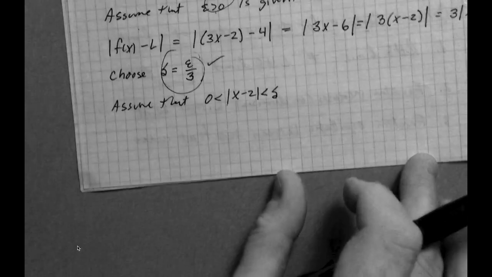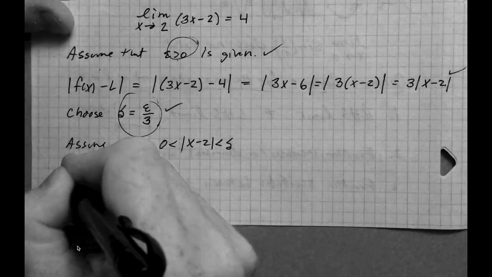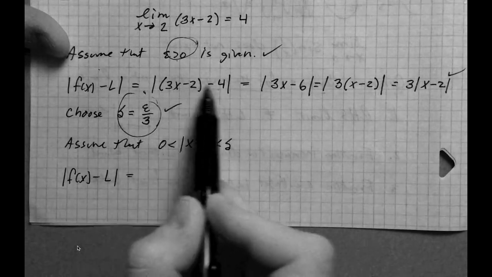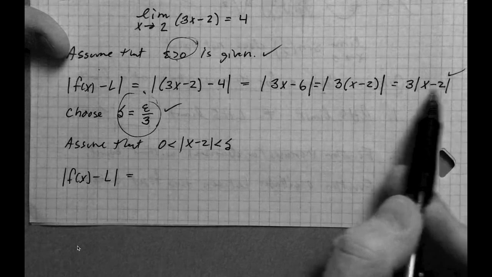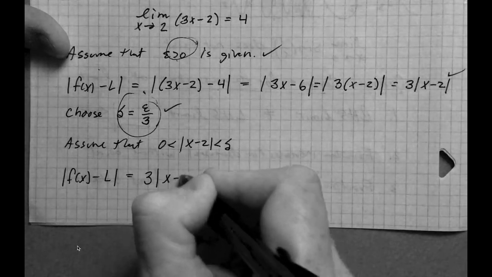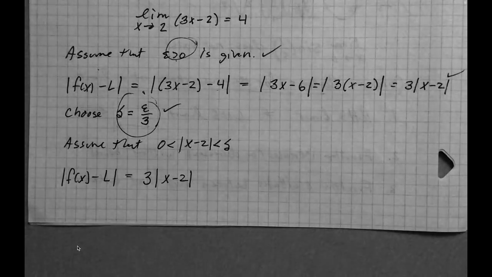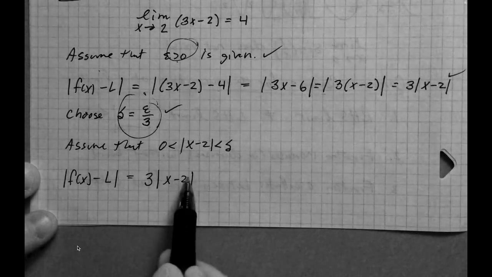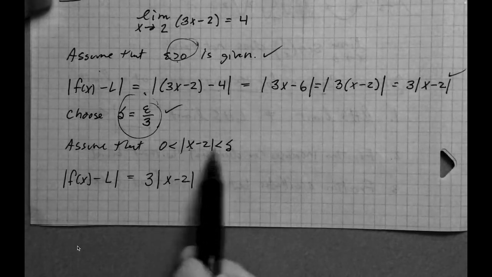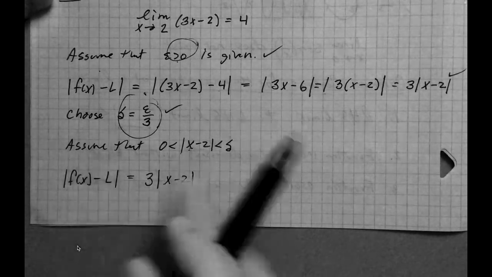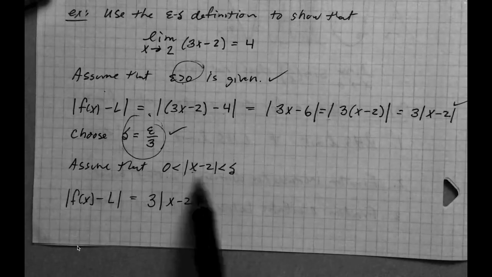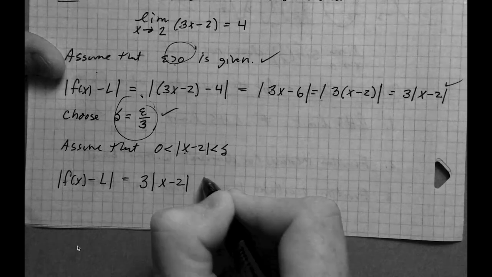All right. So when we do that, what can we say about this piece here? Well, we can say the following. We say then that f of x minus L is equal to, well, we did all this math here, right? It's equal to 3 times the absolute value of x minus 2. Well, what do we know about the absolute value of x minus 2? Well, we know that that is less than delta by assumption, right? We're assuming that we're going to plug in a value that's inside this interval. So that means the distance between x and c, in this case x and 2, is less than delta.